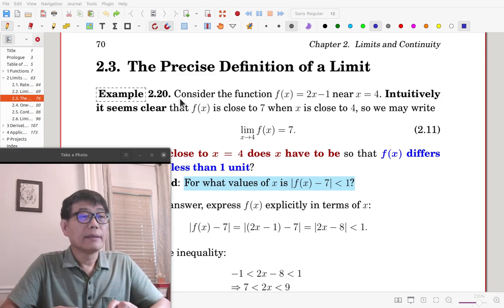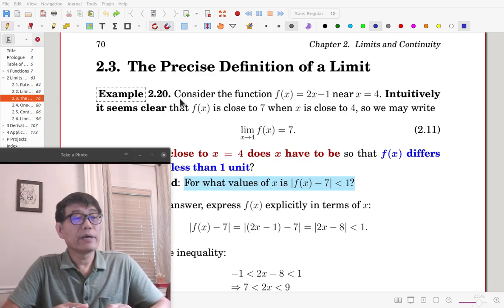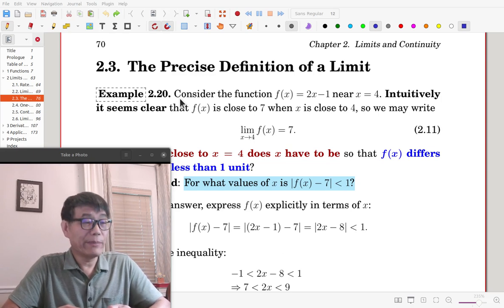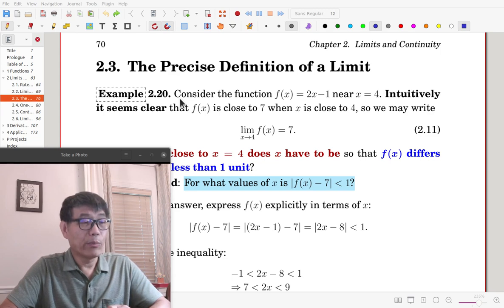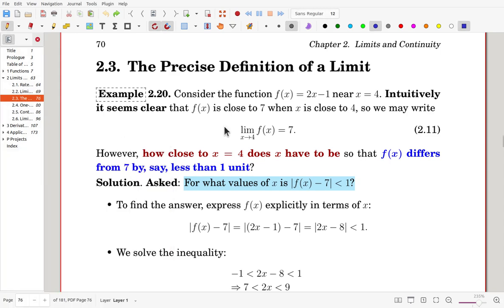Hi. Section 2.3, the precise definition of a limit. In the last section, we defined the limit intuitively. In this section, we'll define it more precisely, more mathematically. Okay, let's begin with this example.